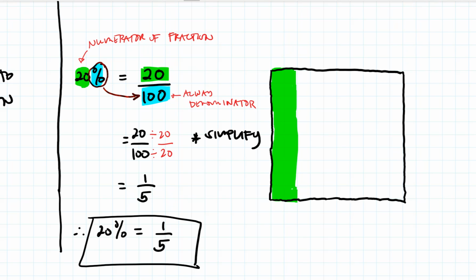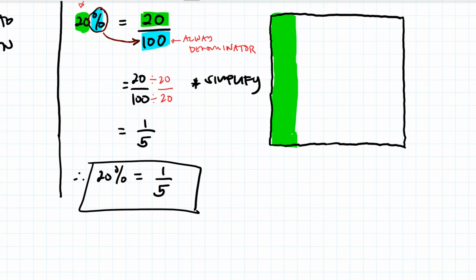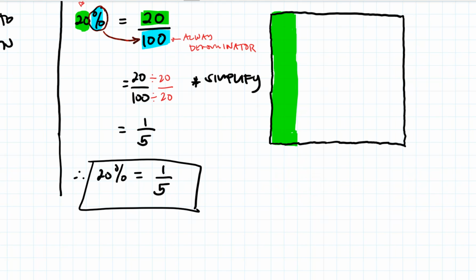So 20% is 20 parts out of 100. Or what this means in fraction form, well, I'm taking one part for every 5 parts. So again, 20% is just equivalent to 1 over 5. So let's take another example.